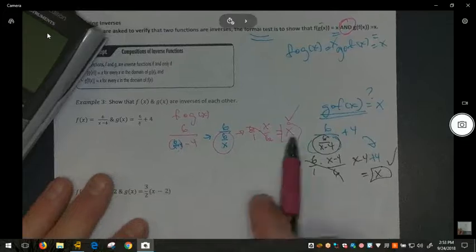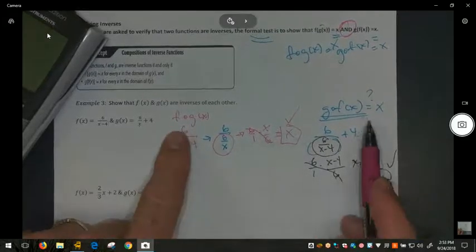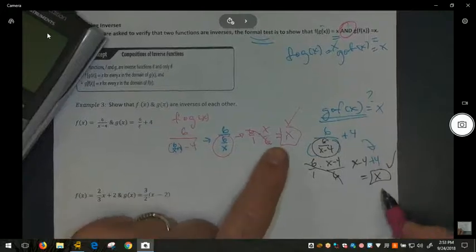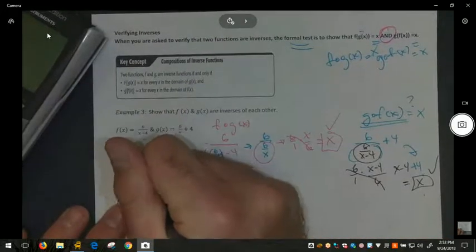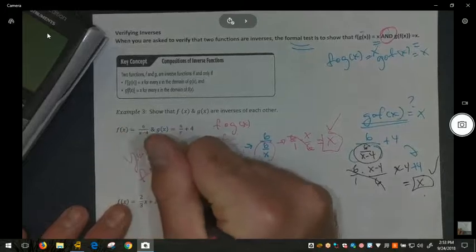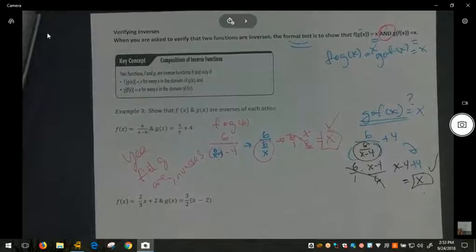You can't just say it equals x. You need to show how you got there. So you have to do f of g of x and g of f of x and show that they both equal x. So yes, f and g are inverses for this first example.